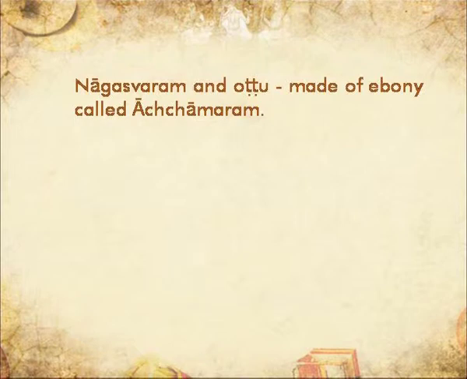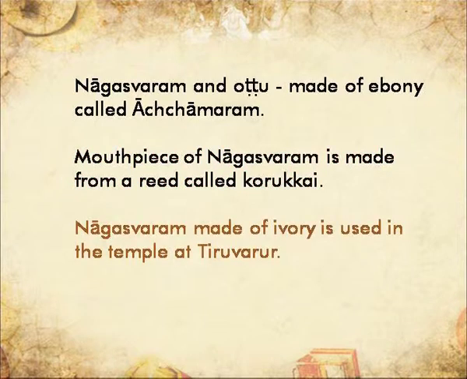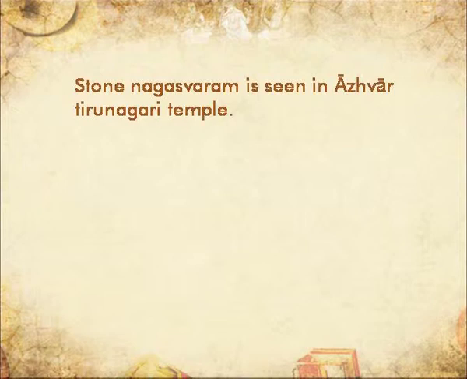Nagaswaram and Uttu are made of a kind of ebony called Acha Maram. The mouthpiece of the nagaswaram is made from a reed called Korukkai. Nagaswaram made of ivory is used in the temple at Tiruvarur. A stone nagaswaram can be seen in the temple at Alvar Tirunagari.